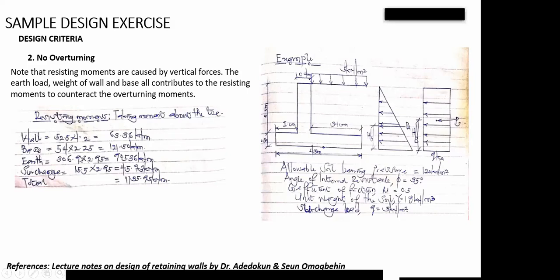When you convert to vertical force, don't forget we're only using the vertical component of all this. Obviously, your wall cannot even cause horizontal components. Your base does not have horizontal components. But don't forget that your earth and surcharge has horizontal components. And we consider that in overturning moments.